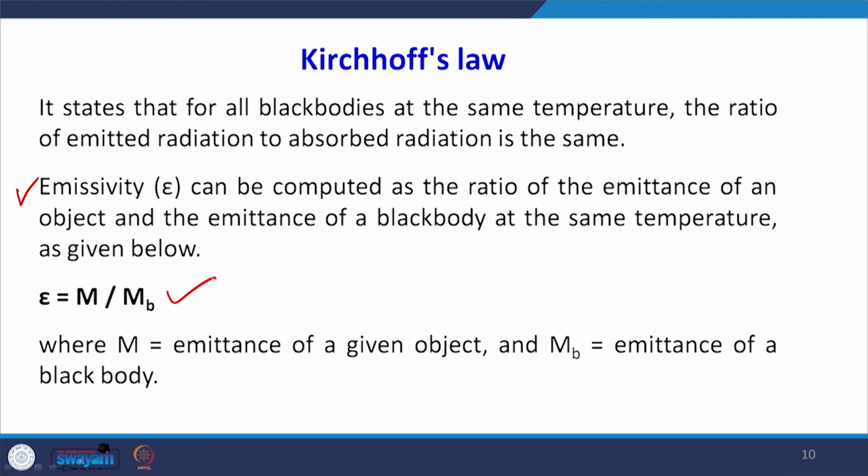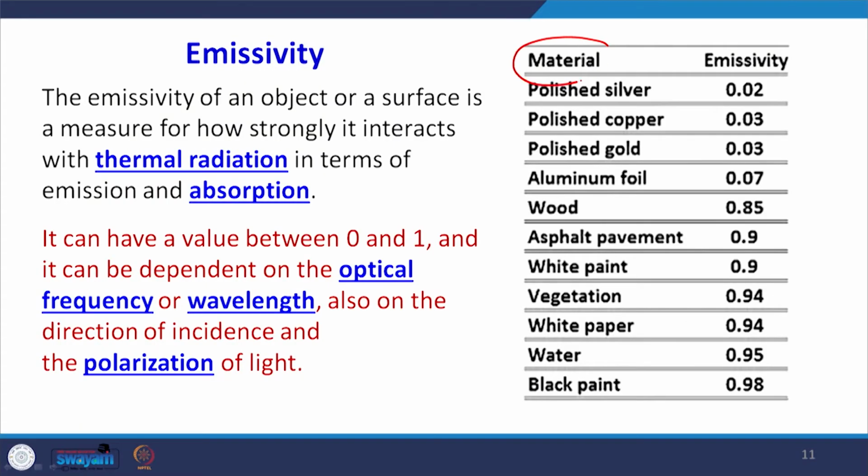So we can define the amount of energy which is carried out, or the visibility of the object on the image, in terms of the emissivity also. We know the emissivity of different objects; you can see it in this particular table here. Different materials are shown here, from silver, copper, gold, because they are all found on the surface, wood, asphalt pavement, paint, vegetation cover, white paper, water, black paint. So they all have different emissivity values, right.